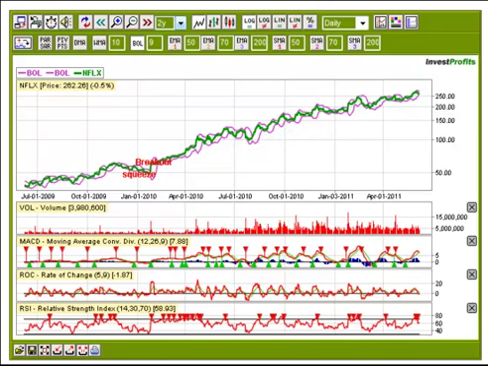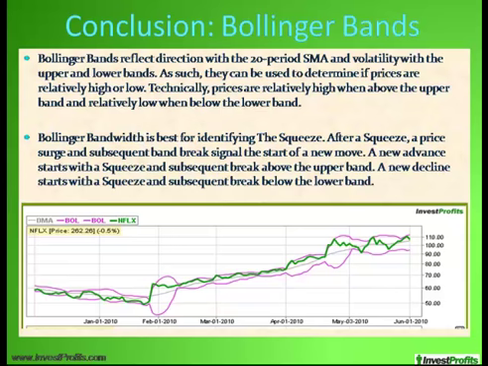Conclusion: Bollinger Bands reflect direction with the 20-period SMA and volatility with the upper and lower bands. As such, they can be used to determine if prices are relatively high or low. Technically, prices are relatively high above the upper band and relatively low below the lower band.